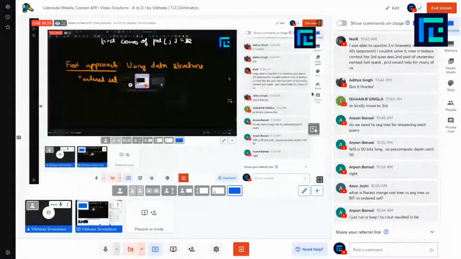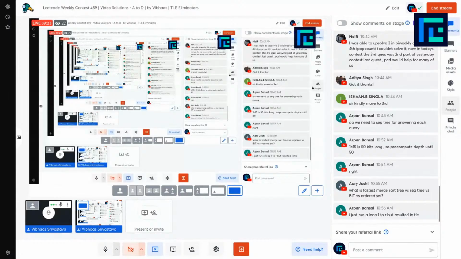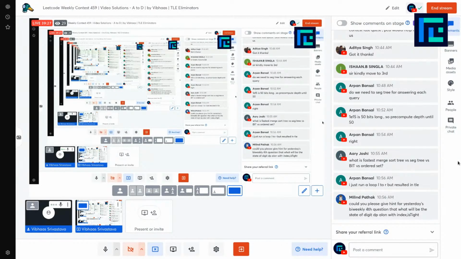There's nice articles on what ordered set does. Okay, what is the fastest between merge sort tree, segment tree, BIT, ordered tree? I think BIT will be fastest. If you want strictly fastest, most probably BIT should be fastest, since it has the least amount of overhead, I think. But don't quote me, okay? They'll all be very similar.